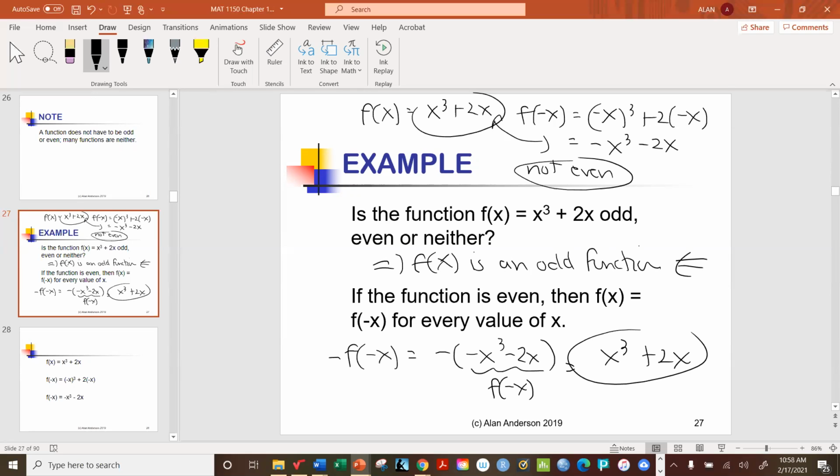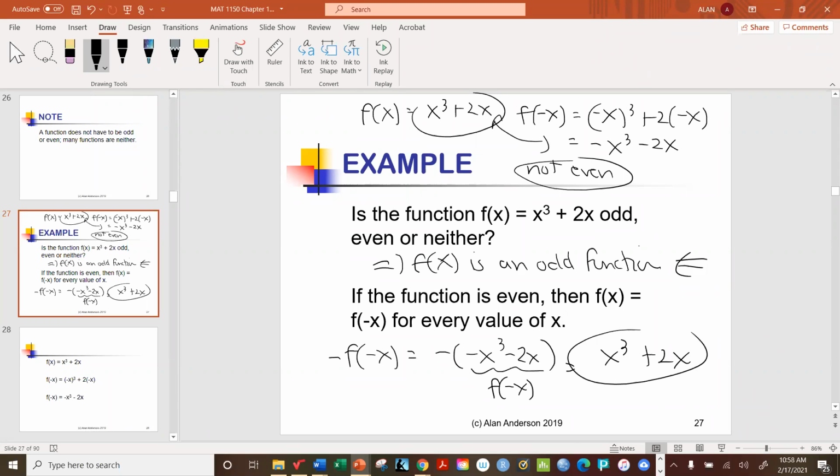Now, I don't know if that's a cause for celebration or not, but what we've done is we've been able to demonstrate that it's not even, but that it is in fact odd. Okay. So I don't hear any cheering. No, there's nothing to cheer about. It's just, well, that's just the way it worked.